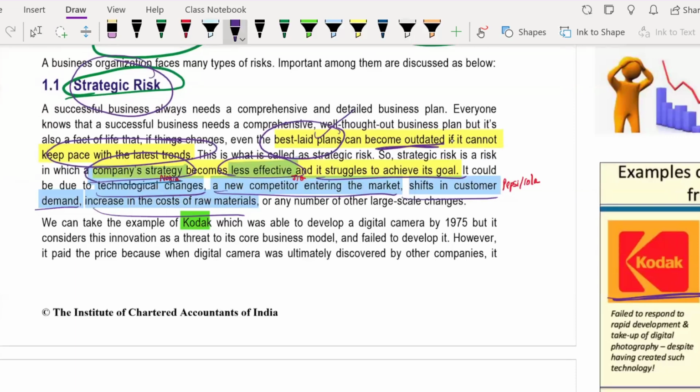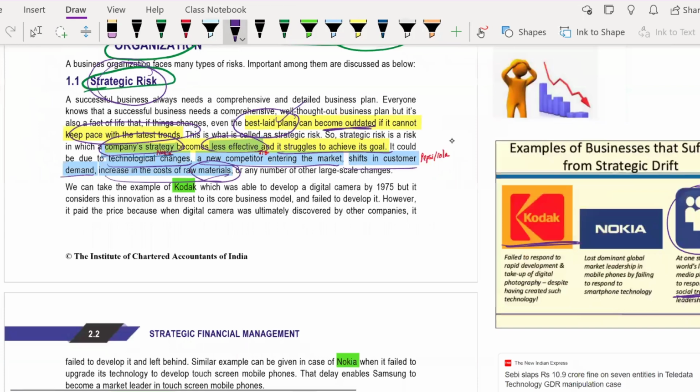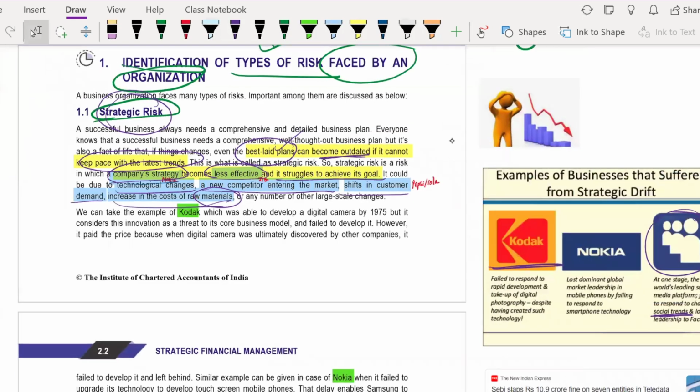You might have set up your unit in an area where you thought the raw materials would be cheap. That would have been a strategy so that your prices can be low and you can take over the market. But due to a few changes in the environment, your raw material cost could have increased. So that is also one of the strategic risks where your strategy could have failed. So this is what is known as strategic risk, and this is the first risk that an organization can face.